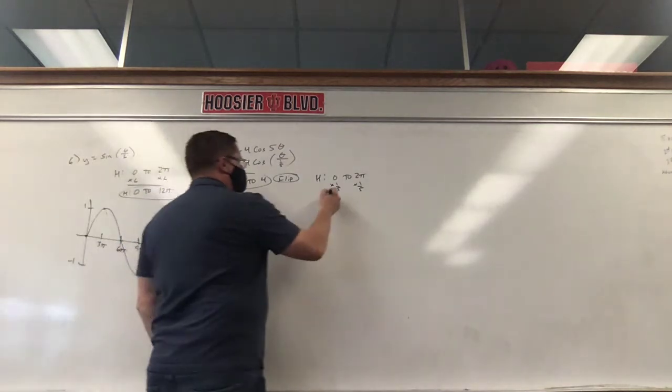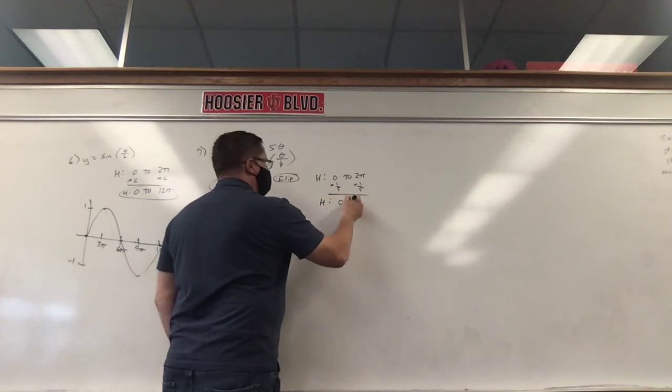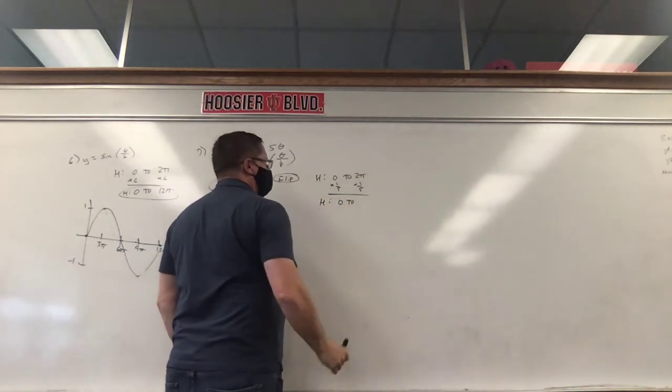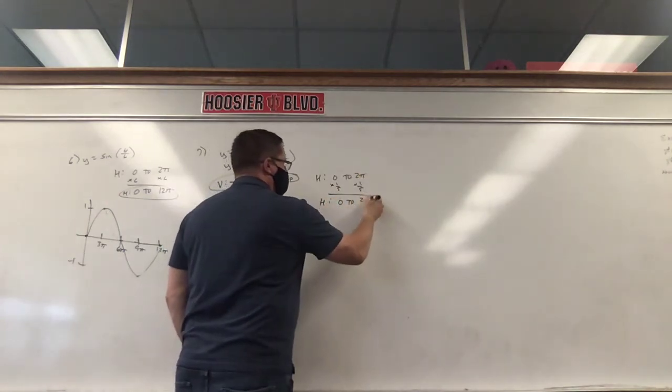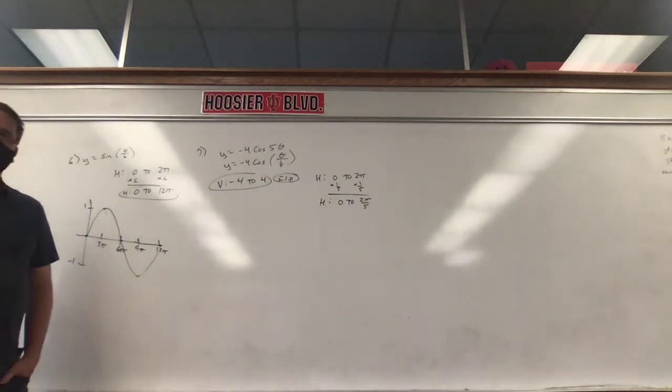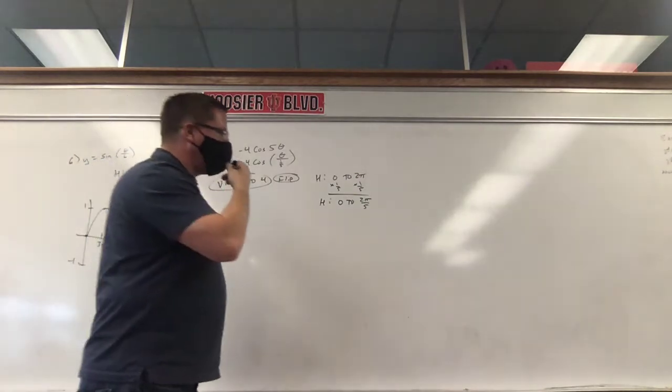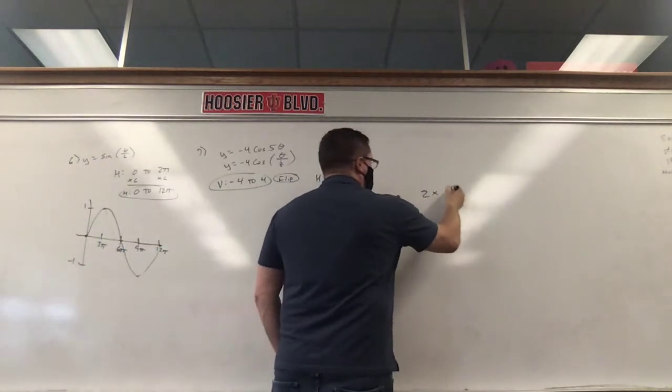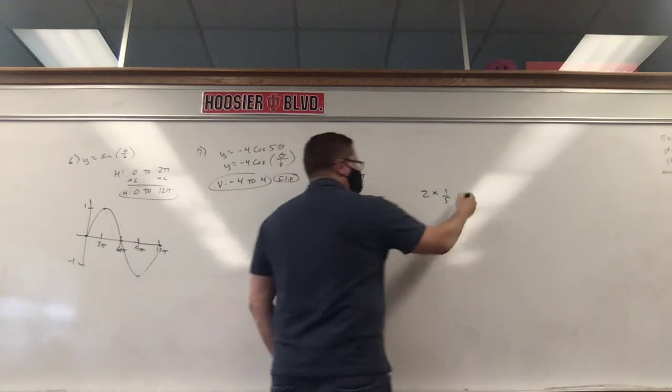Okay, so horizontally it goes from 0 to 2 times 1/5 is 2/5. 2 times 1/5. And be careful, even at this level, this is the highest level math class we teach here, I still see students doing this. They go 2 times 1/5 is 2/10.